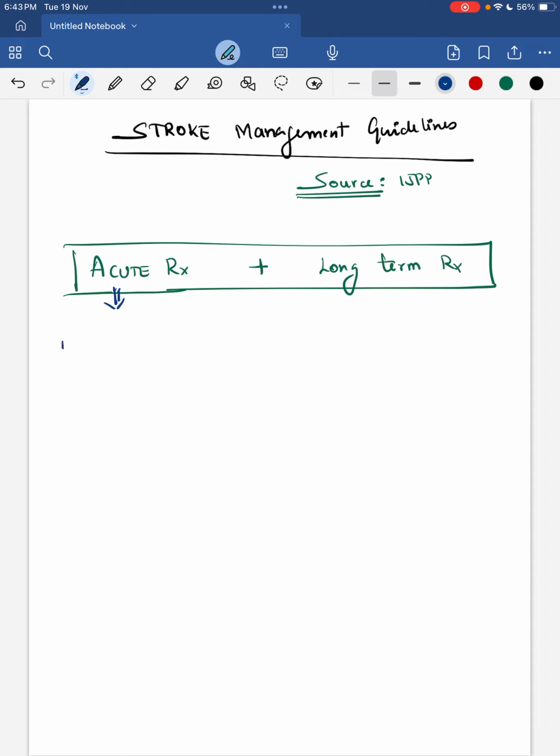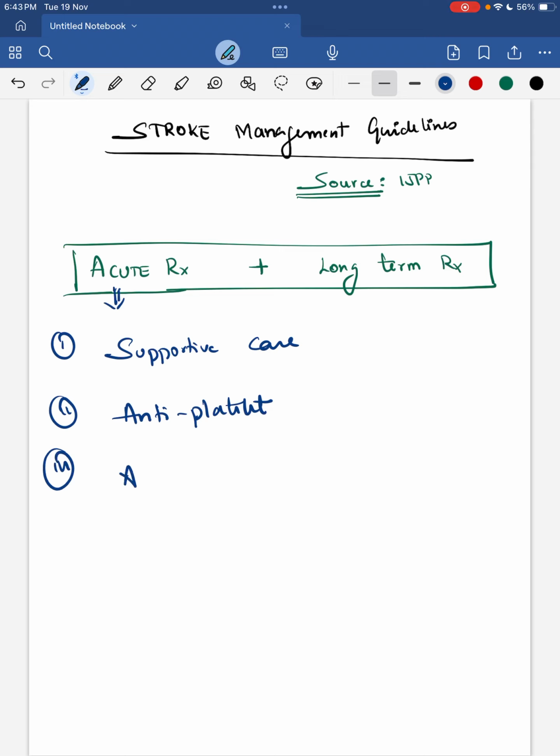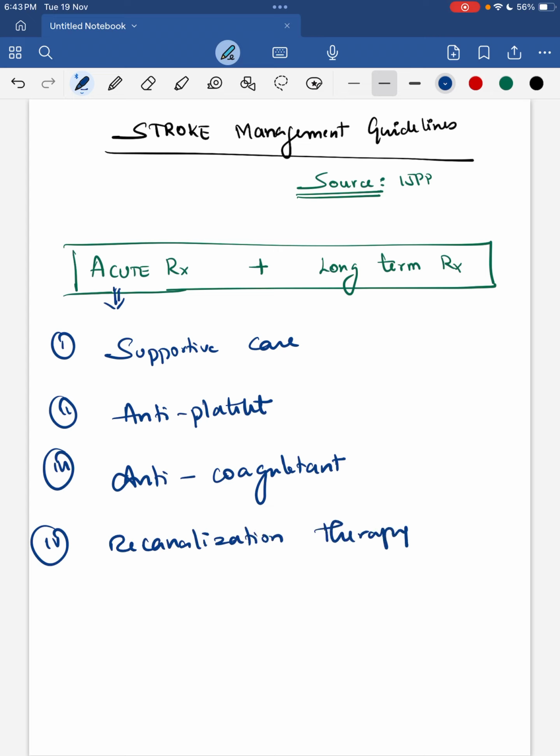In the acute treatment phase, you have supportive care. Second one is your antiplatelet treatment. Third one will be your anticoagulant therapy. And fourth one will be your recanalization therapy. Right? So we'll see each of these topics separately here. First one is your supportive care.